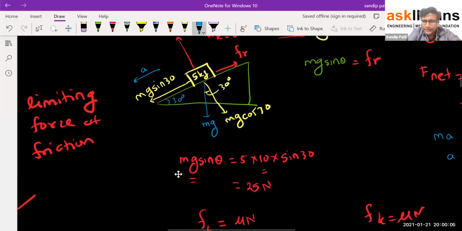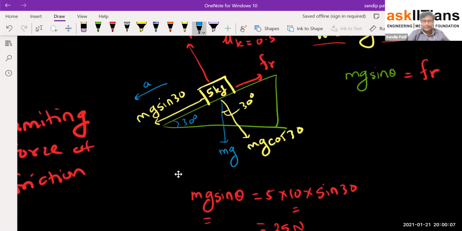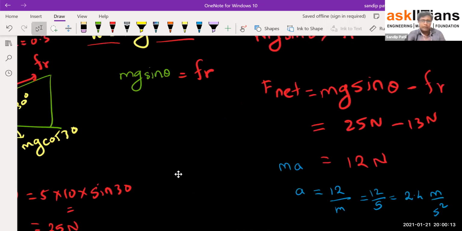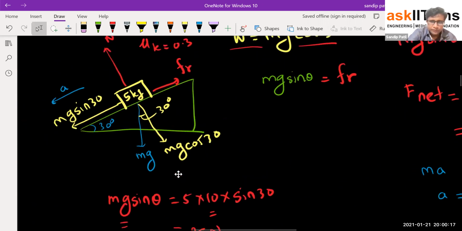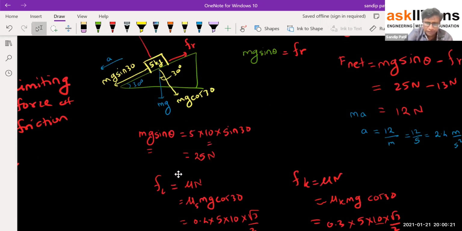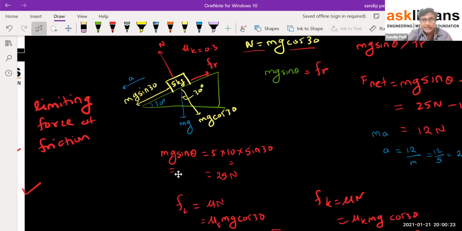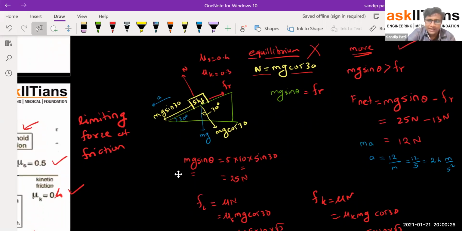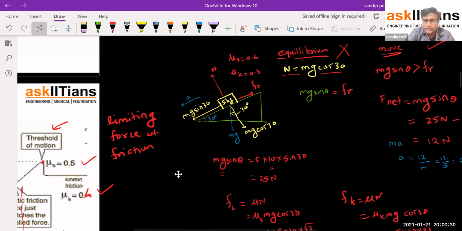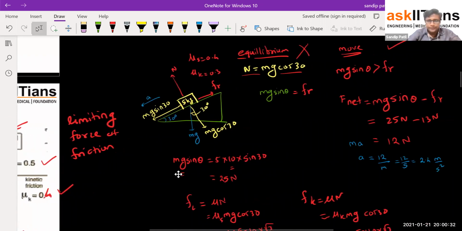So what I can see here is that the block is not going to be at rest, but it is going to move with an acceleration given by 2.4 meter per second square. This is a question which will be useful for your competitive exams, like JEE, NEET, and after 11, 12. These are the important concepts we can see.